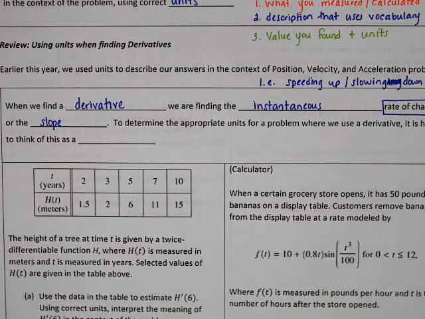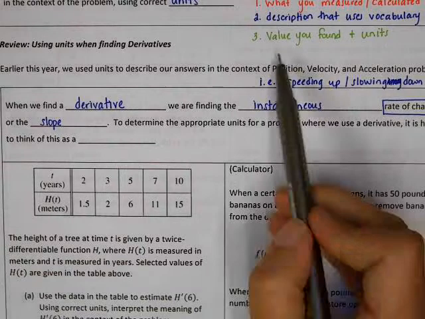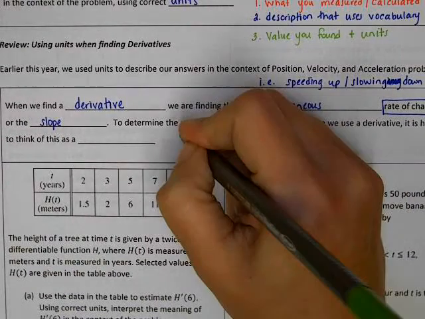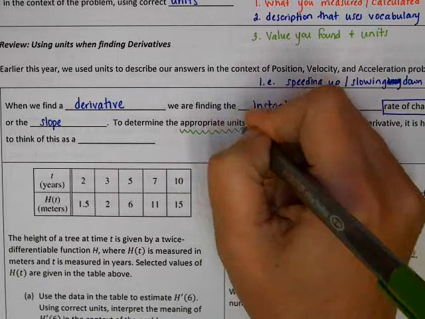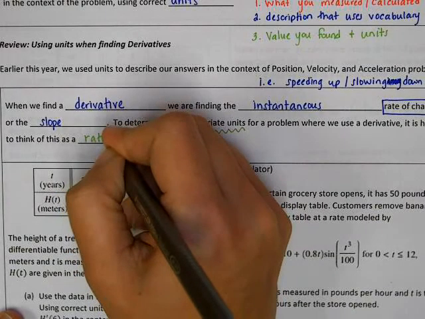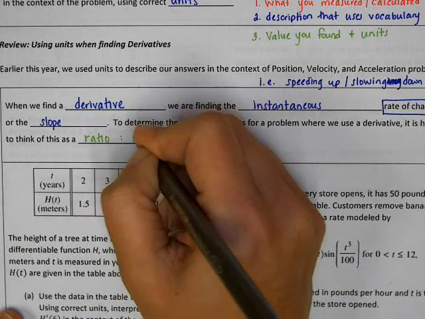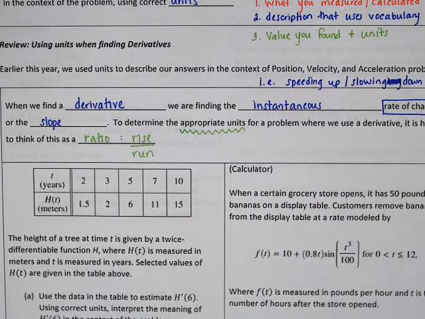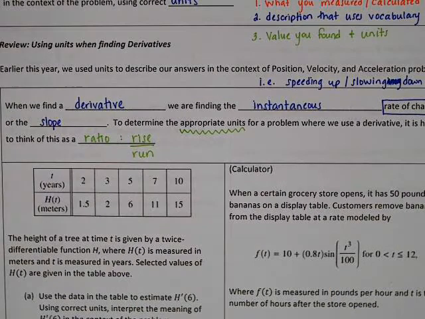In order to determine the appropriate units, which is the third component of a good explanation, the appropriate units can be determined by thinking of a slope as a ratio. When we were younger, we thought about it as rise over run. And we can think about the units in a similar way to help use the units to analyze what it is that we're calculating.